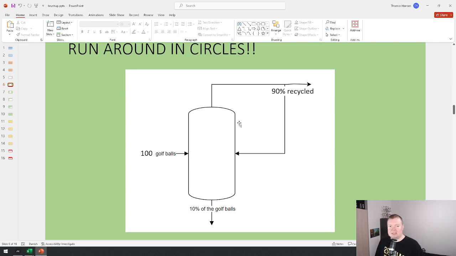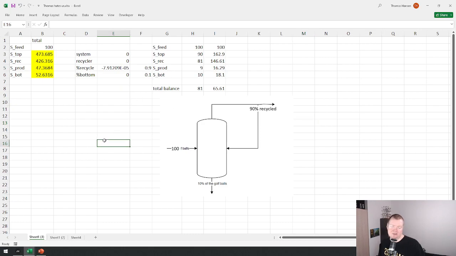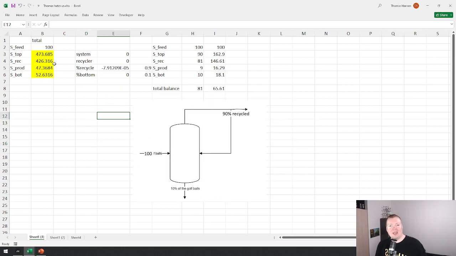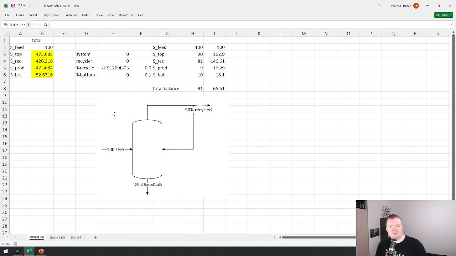The problem is when we start to have this recycle, the 10% is not based off of the feed, it's based off of how much is actually in this tower. And I actually tried to set it up in a lovely document called Thomas Hates Us, because of course I do, that's the way it is. And I have set up a simple mass balance, so I have my system and recycler, and then I have the two extra rules. 90% is recycled and 10% of the total amount in this tower gets thrown out the bottom. And when I solve these equations, I can easily get these results.